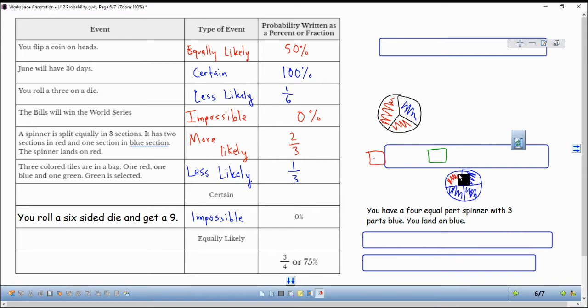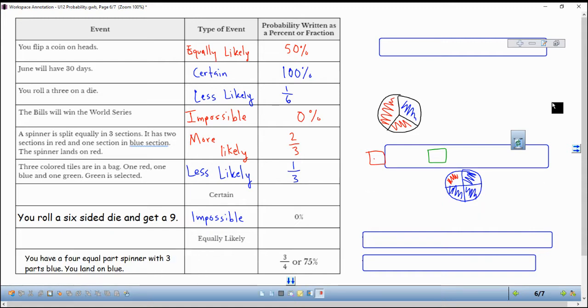Well, there's 4 possible outcomes. 3 of them are blue. So this particular event would go in the last column here, where 3 out of 4 would be blue. So this would be more likely. It's more likely you'd land on blue because you have 3 blue and only 1 red.